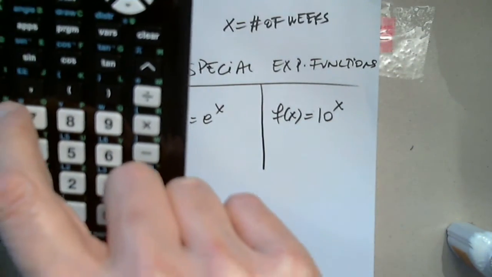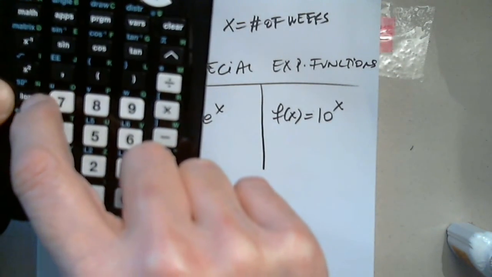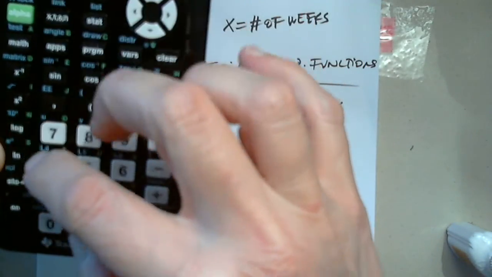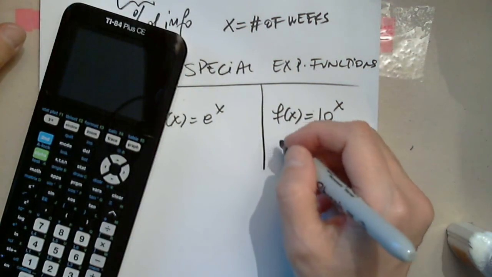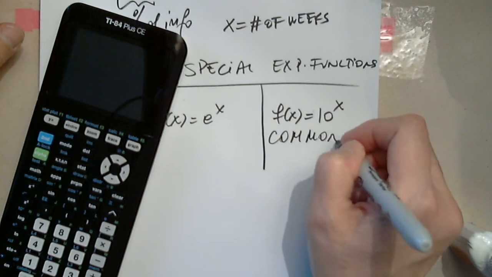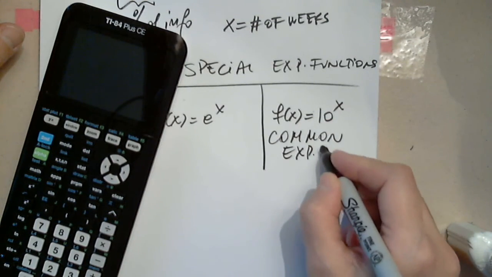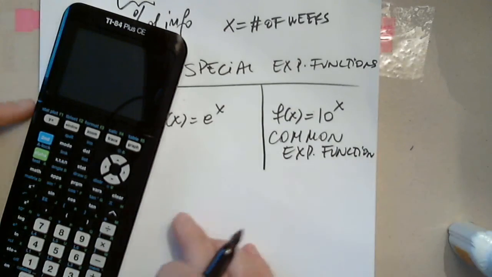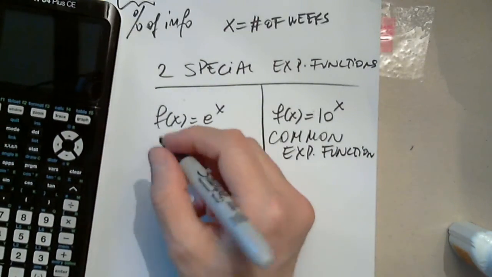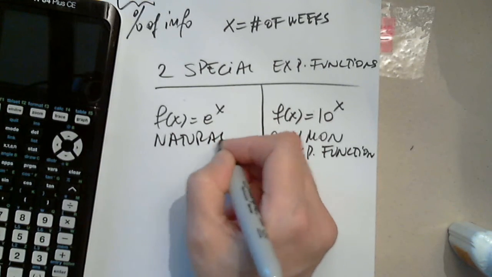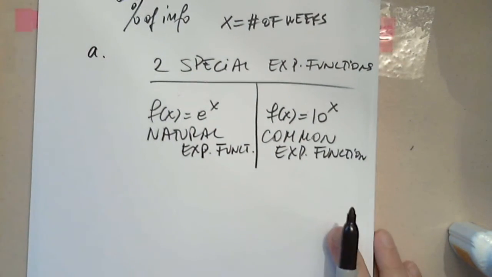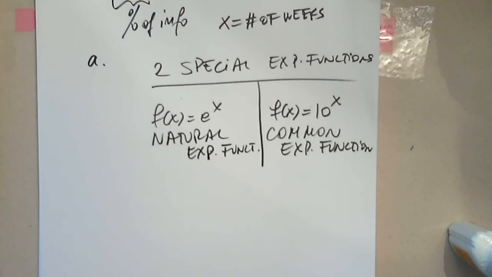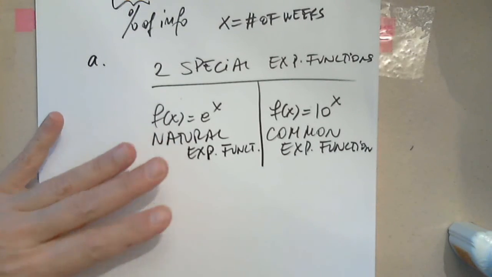See right here in blue, 10 to the x with the second key, and this one e to the x also with the second key. So 10 to the x is called common exponential function, and it has its own key, and this one is called natural exponential function. The reason why it's called natural is because it really appears in a lot of natural situations, in real life situations, in nature.